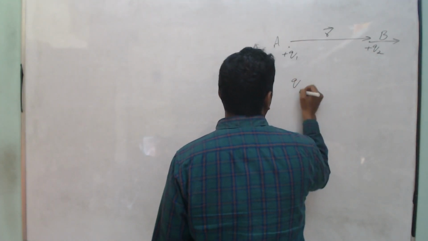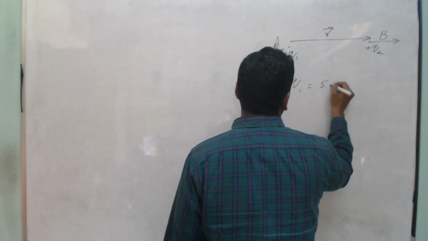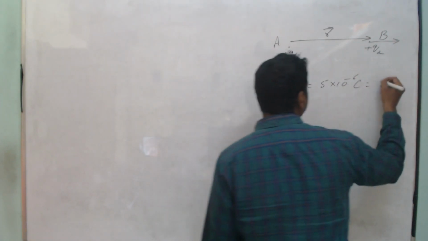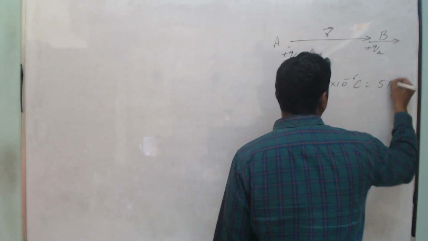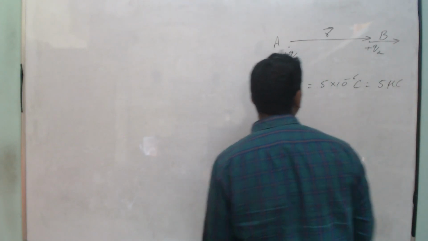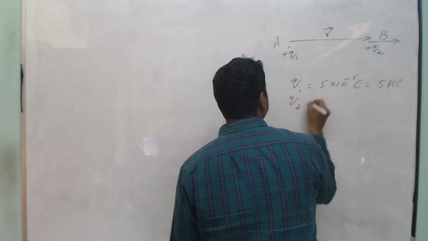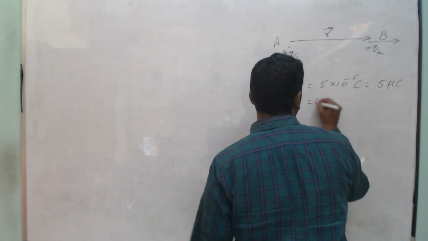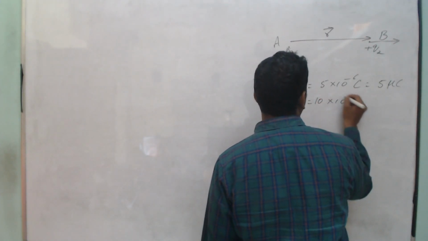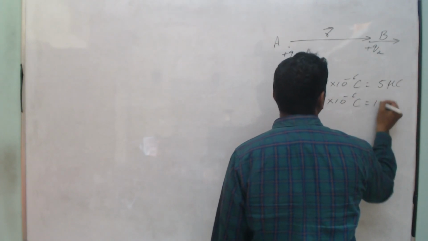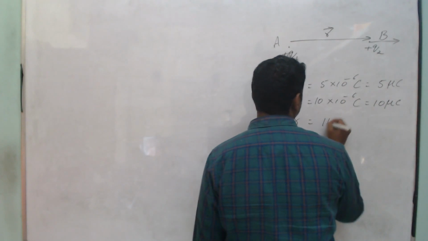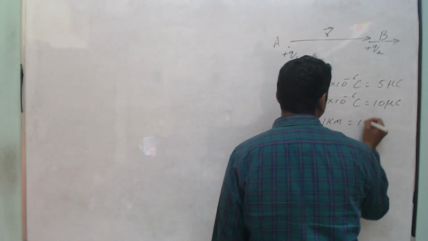So let us take the charge Q1 as 5 into 10 power minus 6 coulomb, which usually we write as 5 microcoulomb. Micro is 10 power minus 6. Let us take Q2 as 10 into 10 power minus 6 coulomb, which is 10 microcoulomb. Let us take the distance as 1 kilometer, which is 1000 meters.